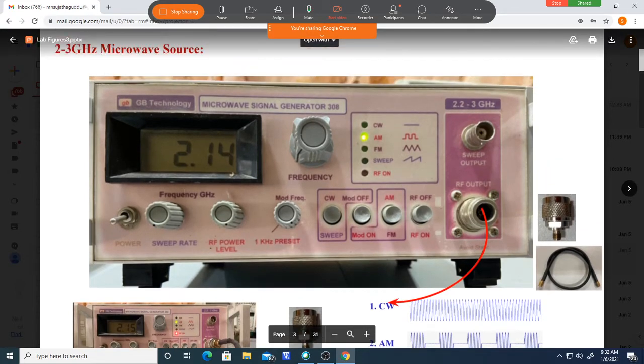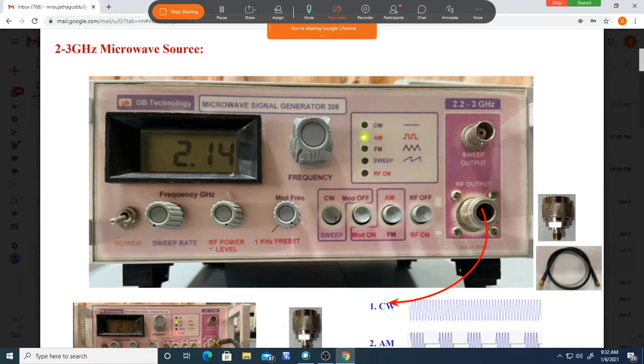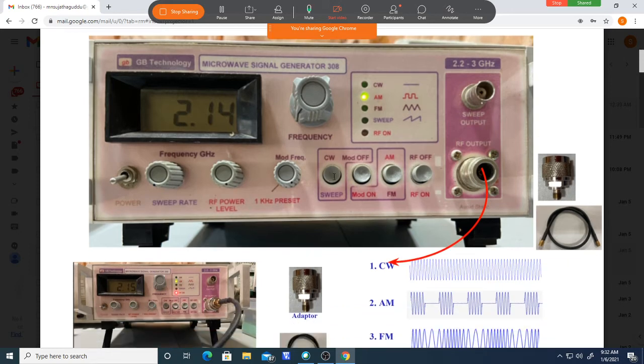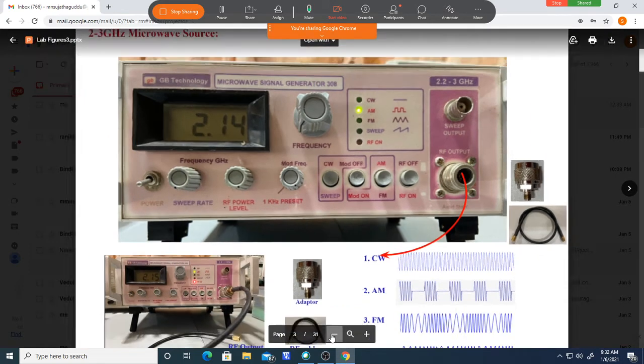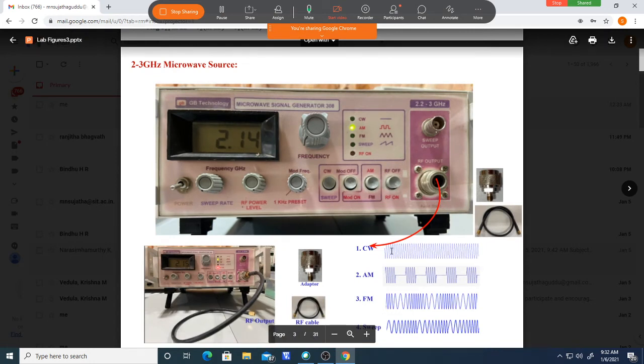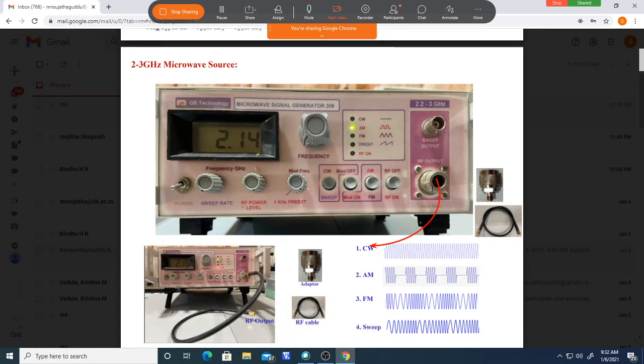And there are a lot of buttons here. This one is for frequency, and you can see here CW is written. CW represents continuous wave. If you keep it in the pressed position, we will be getting a continuous wave from this output. This is actually the output that we have to take.